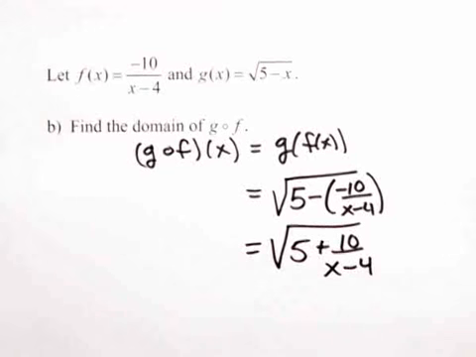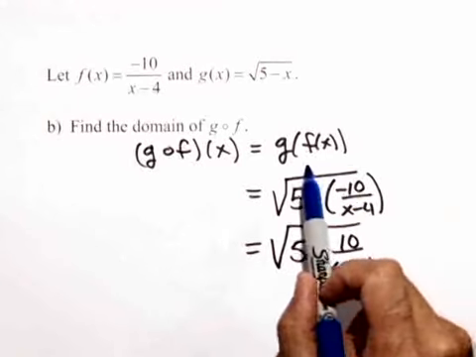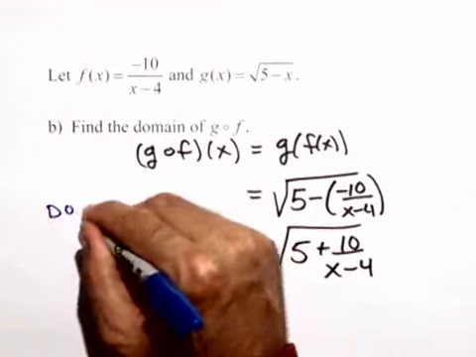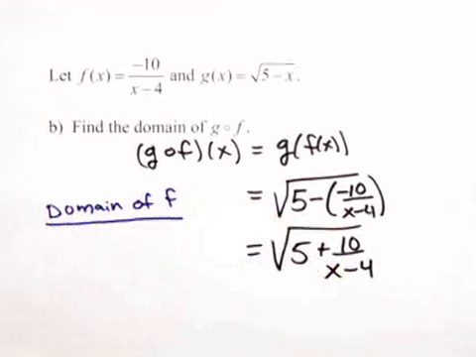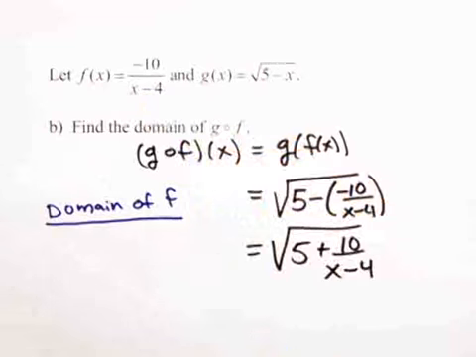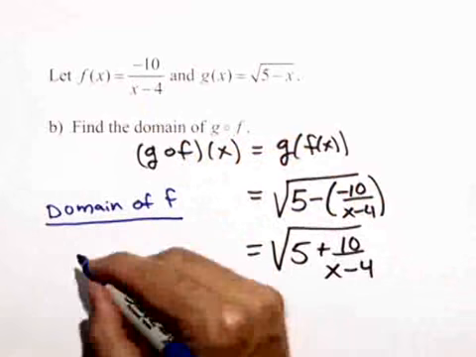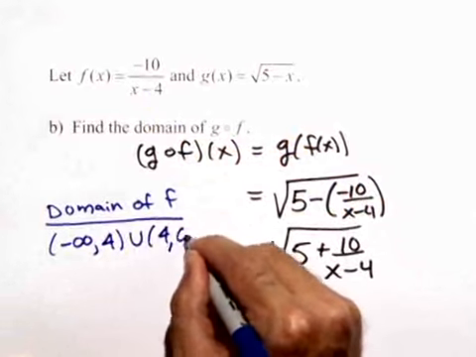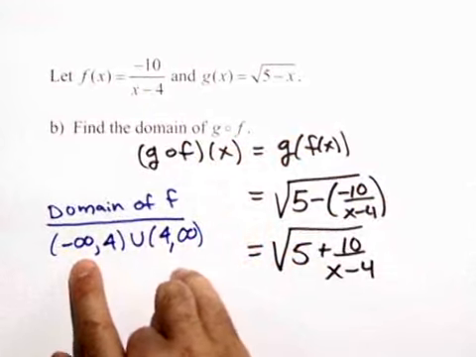When we're trying to find the domain of a composite function, we always start with the function on the inside. That is, we always try to find the domain of the function on the inside, which is f in this case. So let's find the domain of f. Well, the domain of f is going to be all real numbers except 4. It's a rational function. They're defined everywhere except the points in which the denominator is equal to 0. So negative infinity to 4, union with 4 to infinity. All right. So the domain of the composite must be a subset of this domain.